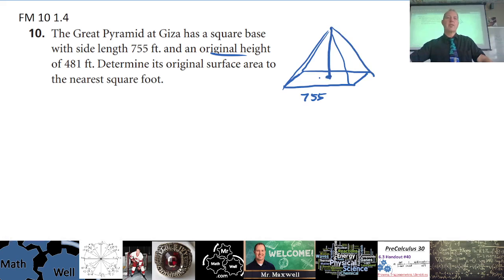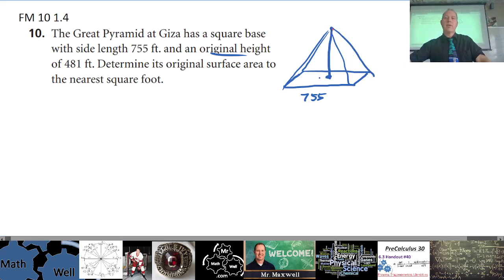In order to find the surface area of the exterior, we have to find, for each lateral face, this slant height. So that's what's tripping most of you up here. Let me just get you a start on here. So this is 481, the height.